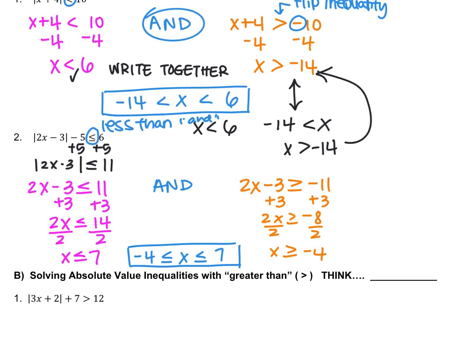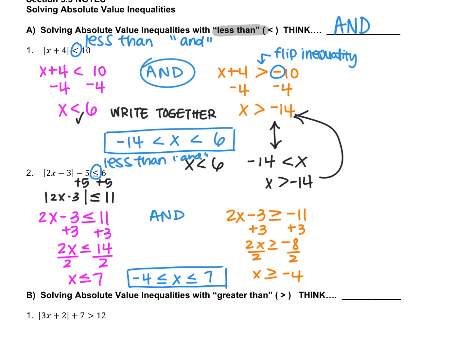Now, a little difference that you might have noticed between number 1 and number 2 is that in number 1, my answer did not have the equal to signs. And the reason why is because the original question did not have equal to signs. Do you see how the original x plus 4 is less than 10? It had no equals to. Versus in number 2, it was less than or equal to. So I just carried that through with my final answer.